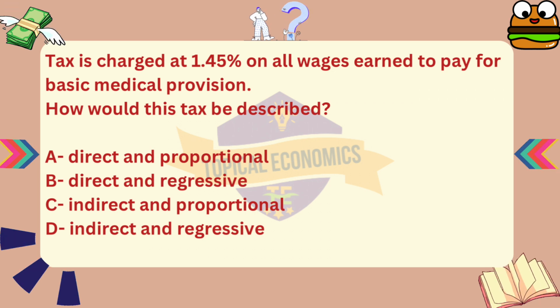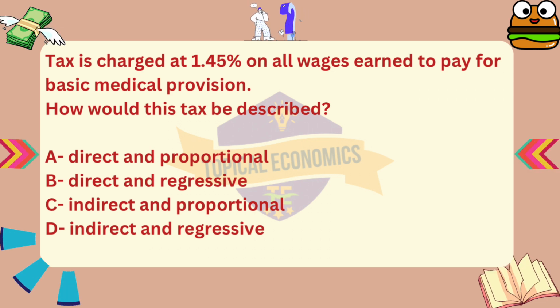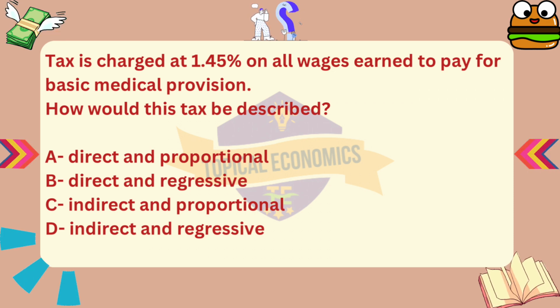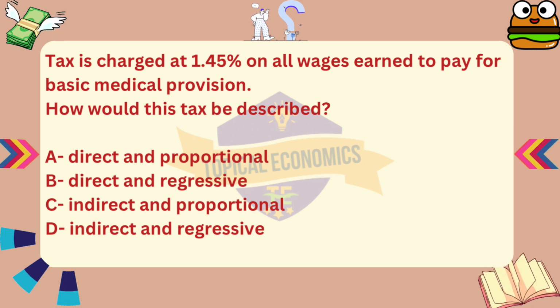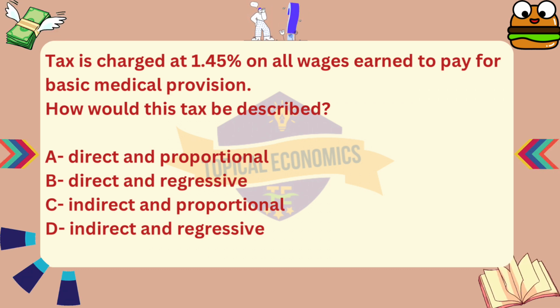This tax is direct because it is levied directly on individuals' wages, meaning it is charged based on income rather than on goods or services consumed. It is proportional because the tax rate, 1.45%, is constant across all income levels. Everyone pays the same percentage of their wages, regardless of how much they earn. A proportional tax means that the tax rate remains the same, regardless of the income level, which is different from a regressive or progressive tax. A regressive tax would mean that the tax takes a larger percentage of income from lower earners than from higher earners, which is not the case here, as the tax rate is uniform. Thus, the tax is described as direct and proportional.